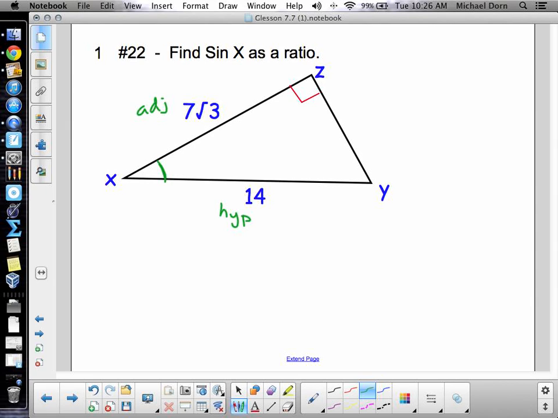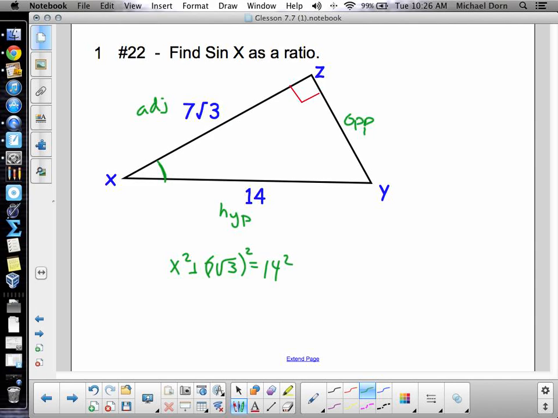I don't know that. That was kind of a strange thing with the delay. Try that again. There's my opposite. But I need to find out what that side is, and the only way we can do that is Pythagorean theorem. So we call it x, so x squared plus 7 root 3 squared is 14 squared.